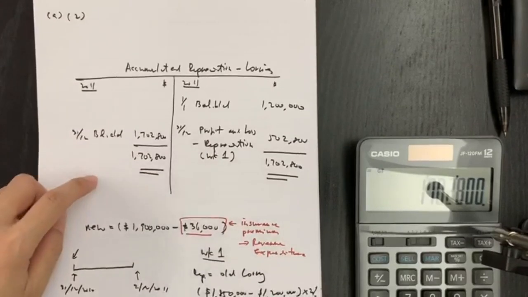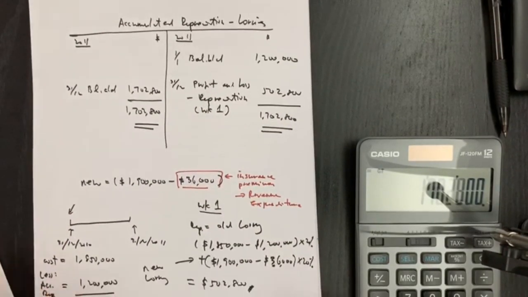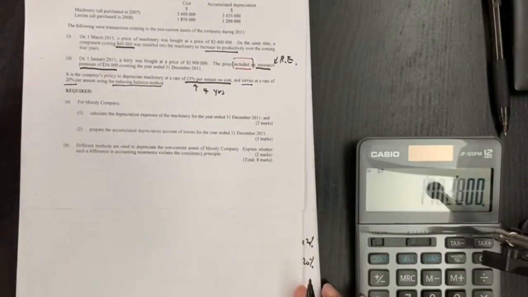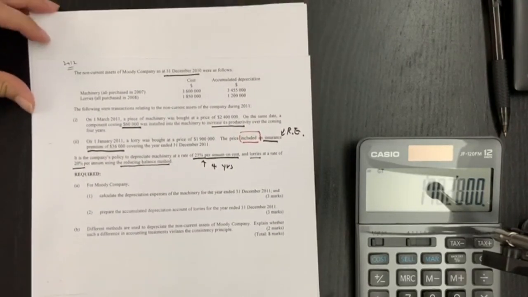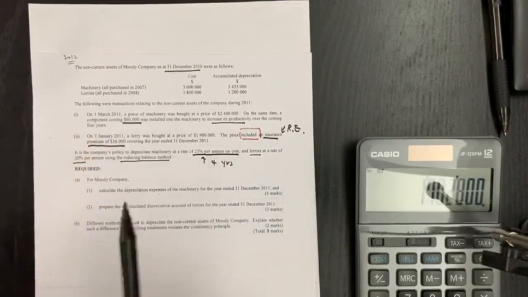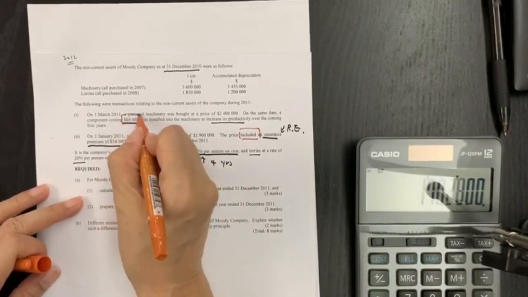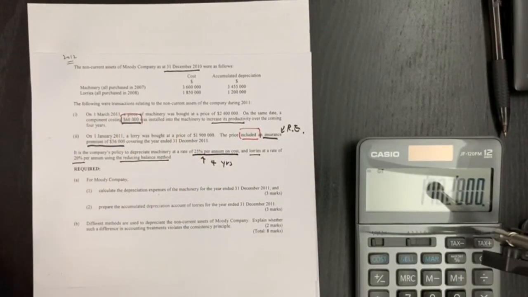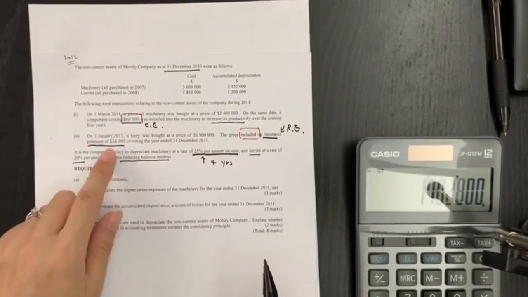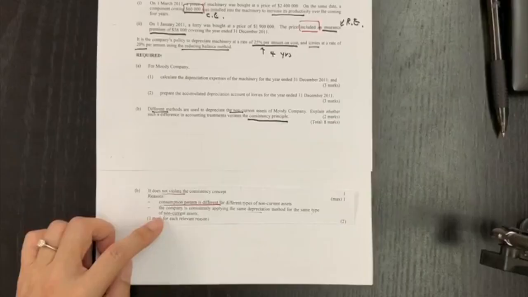So this is how we prepare the accumulated depreciation. So remember, you have to go through all the adjustments step by step, otherwise your calculation will be wrong. And also it is very important to distinguish clearly between capital expenditure and revenue expenditure. So for this 60,000, it should be capital expenditure, and for this 46,000, it should be revenue expenditure.